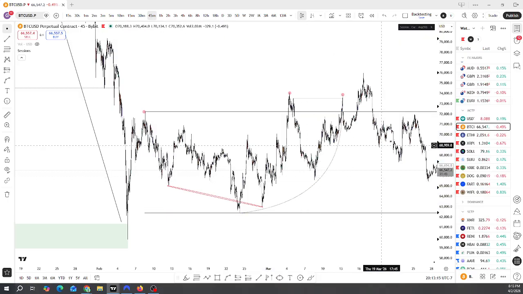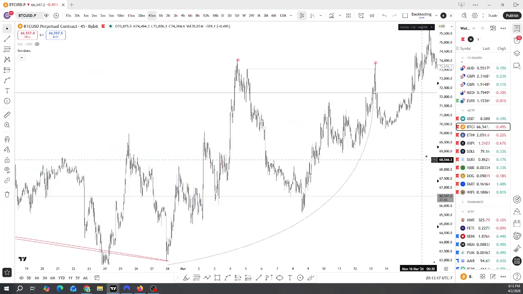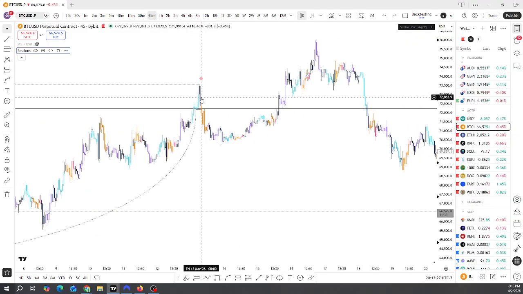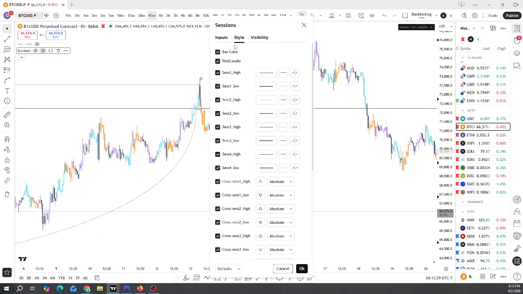A lot of liquidity buildup there. I think this was a New York Open push up, deviating that top one. Pre-London push up, and then that was right on New York. My session times are off. Let's see.